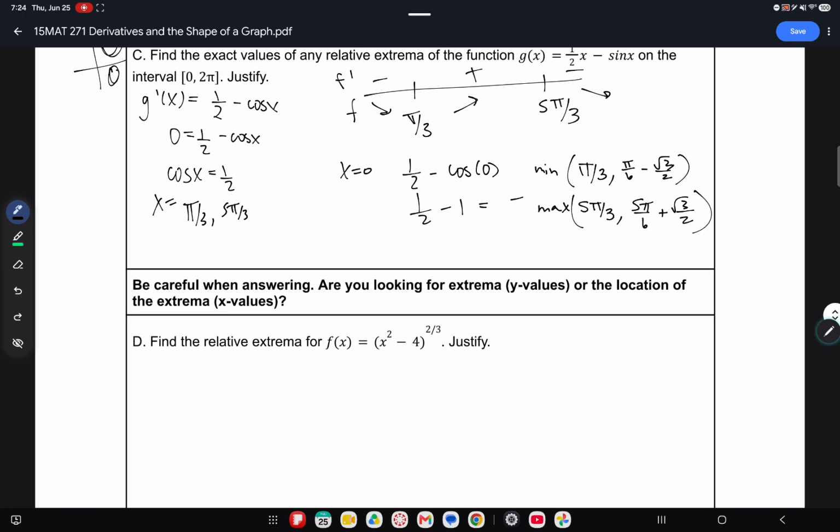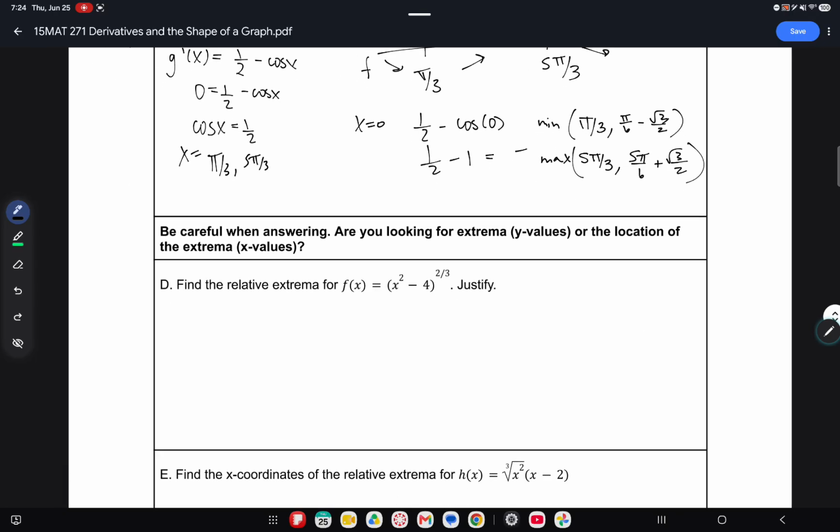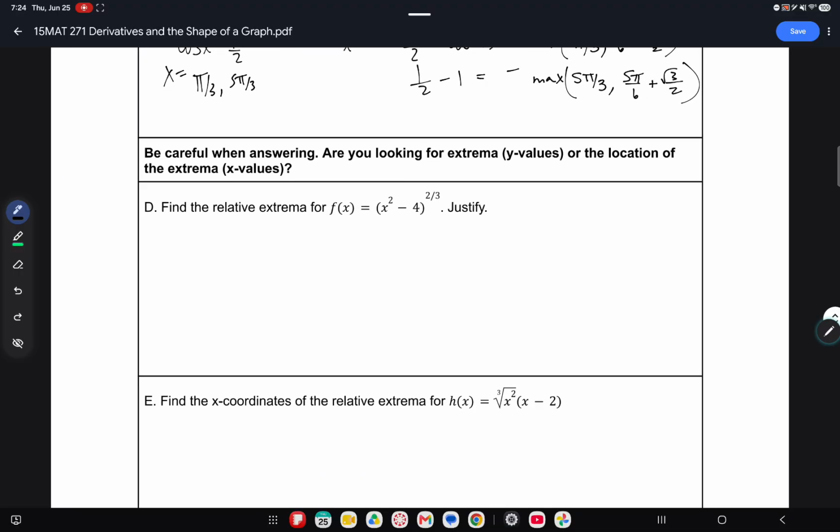Alright, so another thing to look at is we got to be careful when answering questions. We got to look for some keywords. So are we looking for the actual extrema values, which would be y values, or the location of the values? So if we're looking for the extrema, we're looking for keywords like what. And for location, we're looking for keywords like where. Right? So find the relative extrema for this function. So that's the y value.